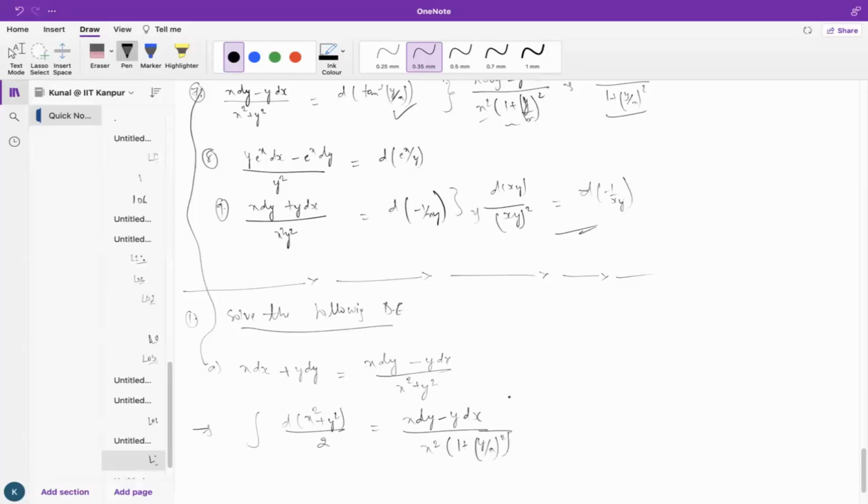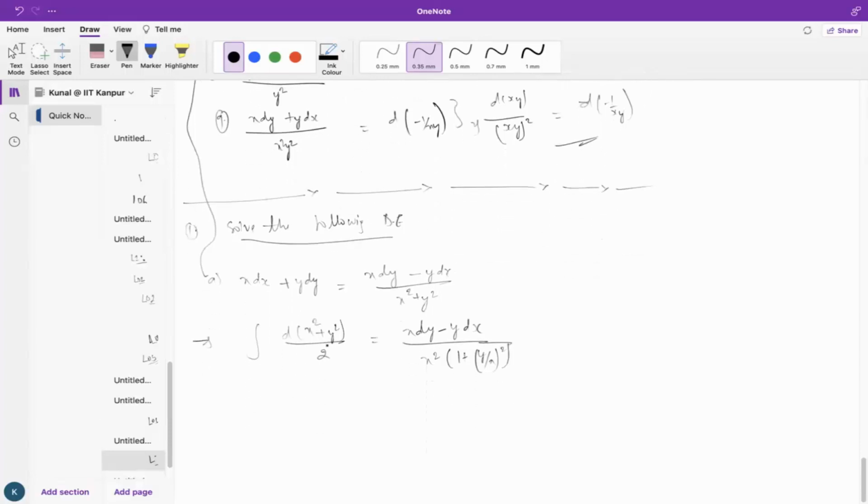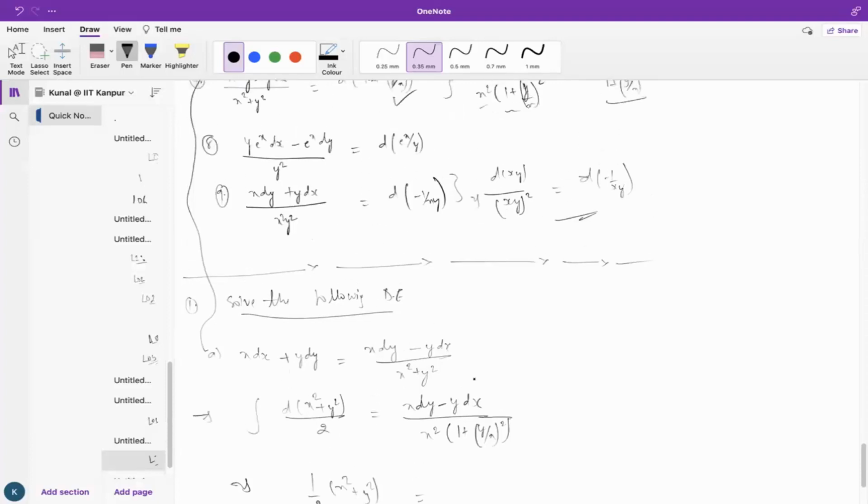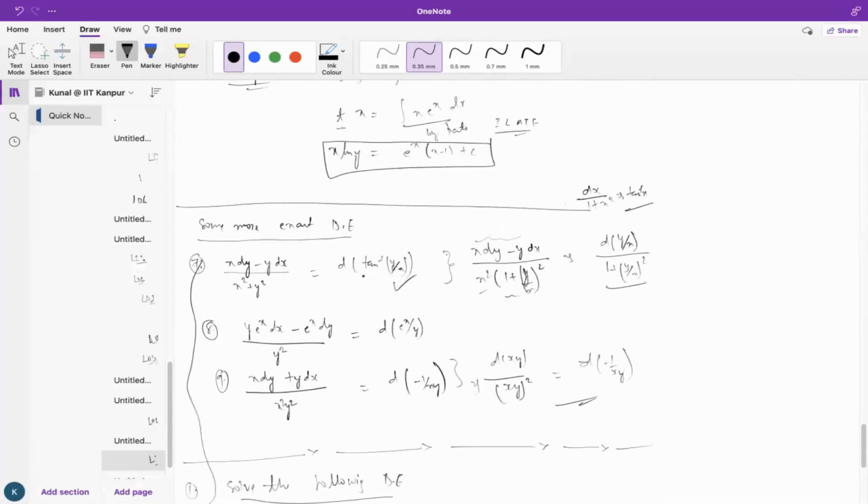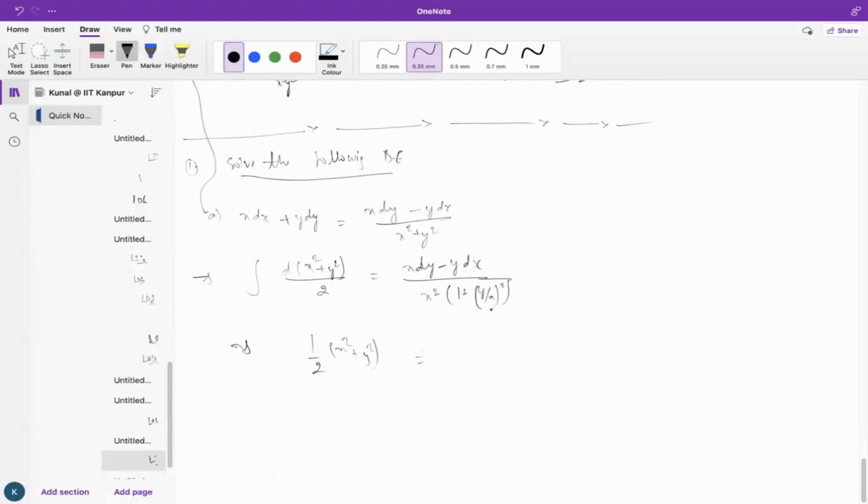Now, what I can do here is, we all know that this is actually the integration of differentiation of... the integration of this will be 1/2 of x square plus y square, and this is the differentiation of this, and this whole form is actually, if you look at here, the d of tan inverse y by x. So here we will get the integration: tan inverse of y by x plus some constant. Do you see how directly it is done, by using the direct integral form.